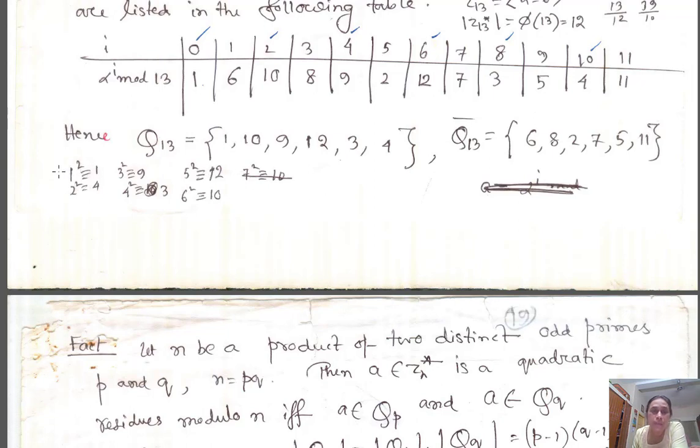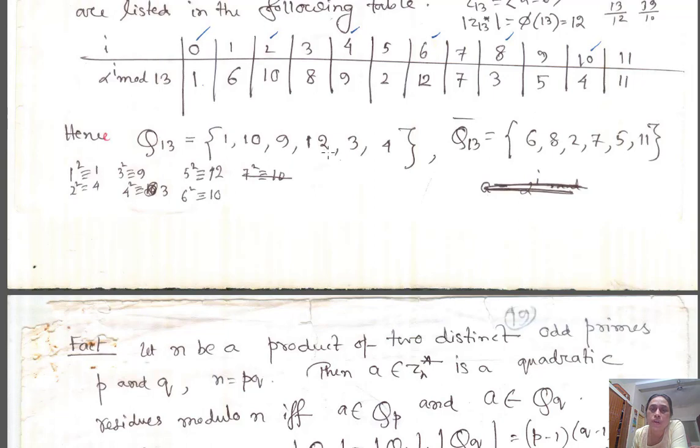So you can see that if you keep on squaring and reduce modulo 13, the first half of them will give you all the quadratic residues. So this side: 1, 4, 9, 3, 12, 10.